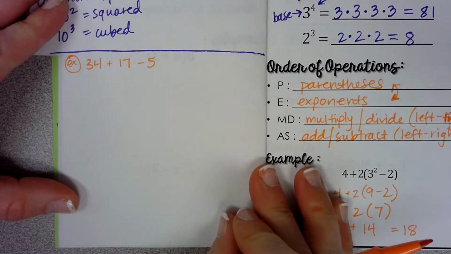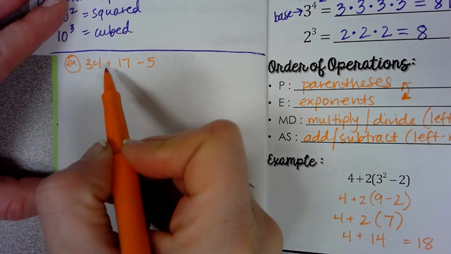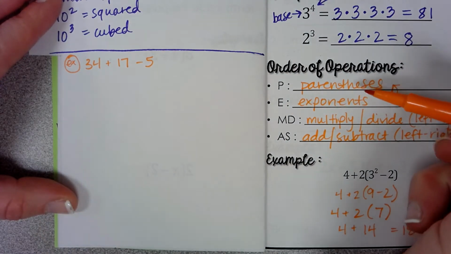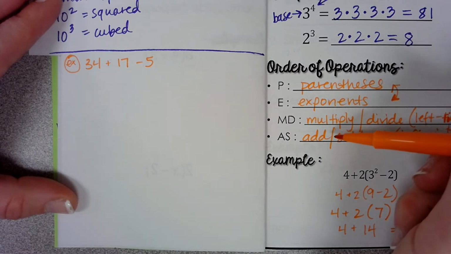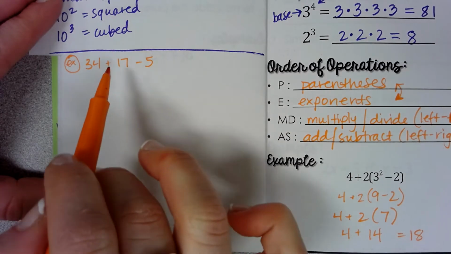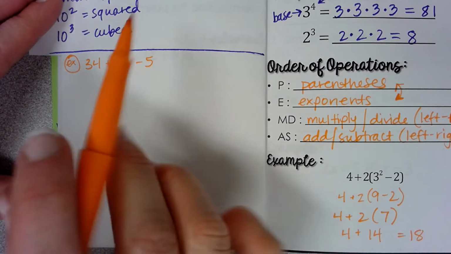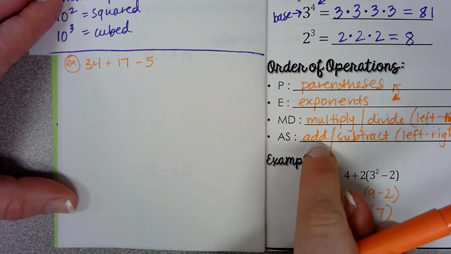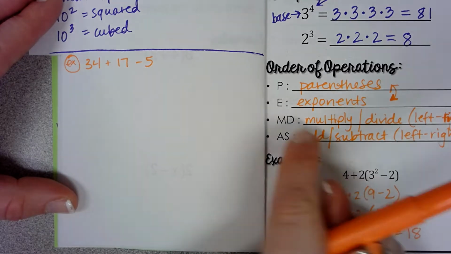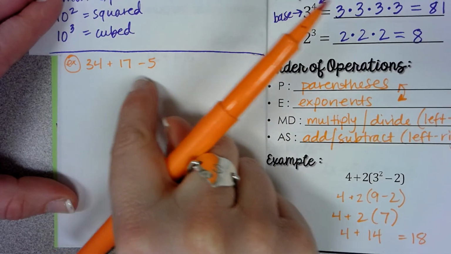Here is where left to right is going to come into play. Don't you agree? We don't have parentheses, we don't have exponents, we don't even have multiply or divide. So we can skip all the way down to this step right here. But that doesn't necessarily mean that we could do this first, or let's say these signs were switched. Let's say this was add and this was subtract. Just because add is first on this list does not mean you have to do add first. You follow it left to right.